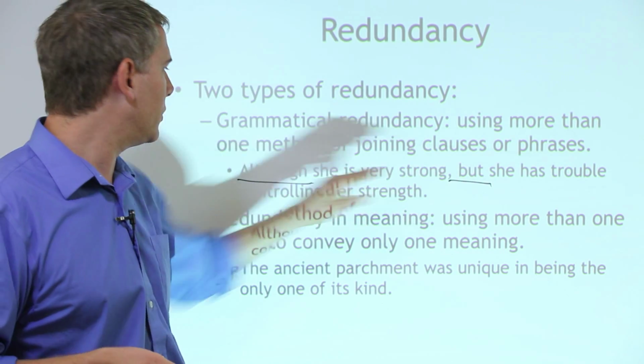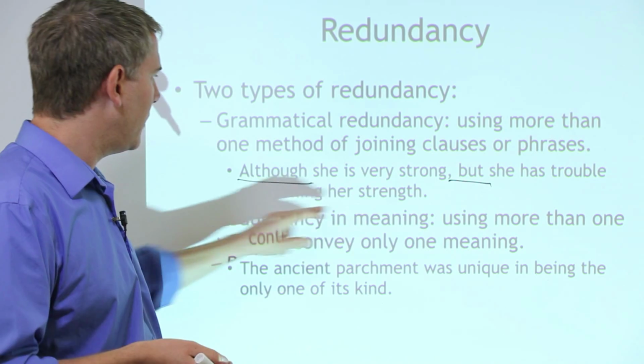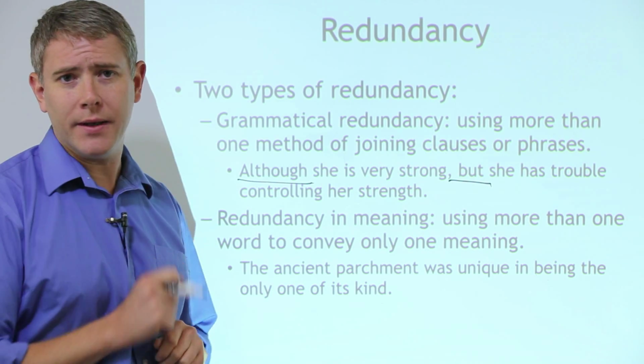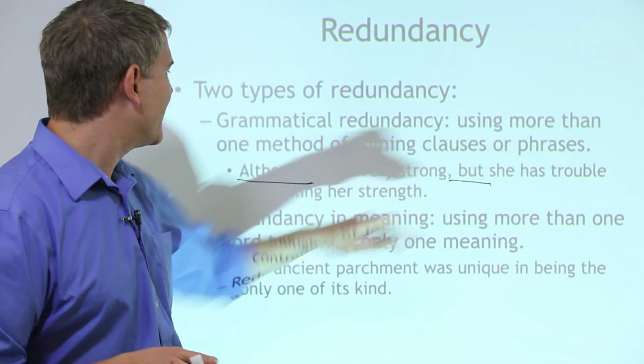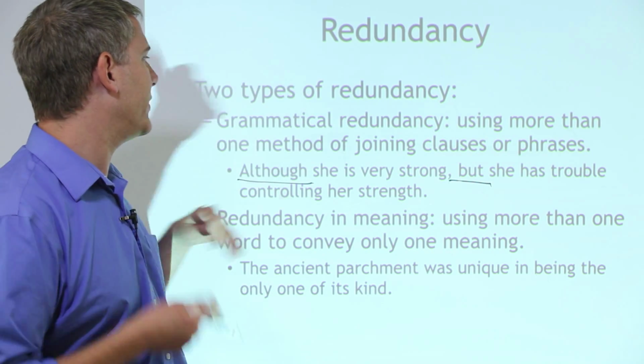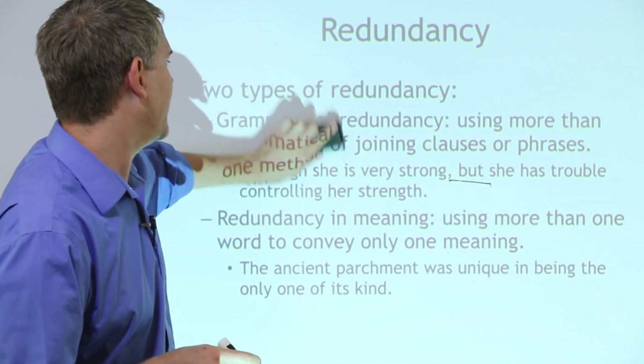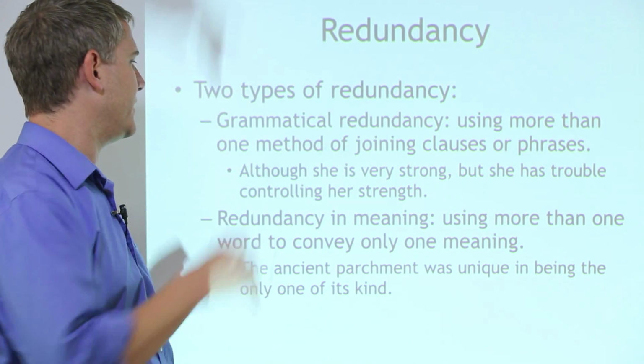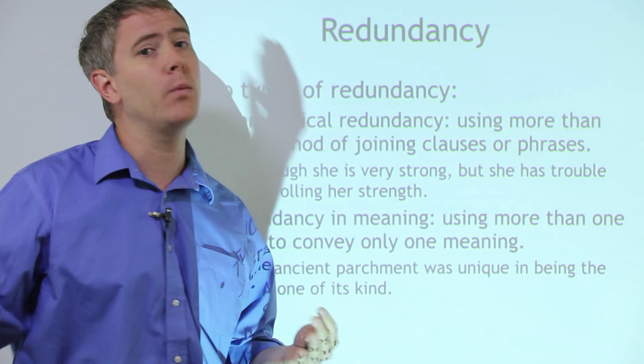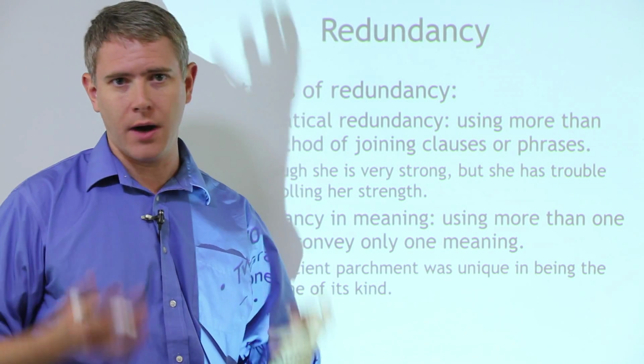Now if I have 2 clauses here, and I do, I only need 1 link between them. And now I have 2. So in other words, I could say, although she is very strong, she has trouble controlling her strength. Or I could say, she is very strong, but she has trouble controlling her strength. Either one will be fine. There's no preference here.